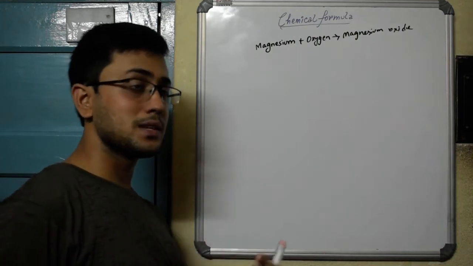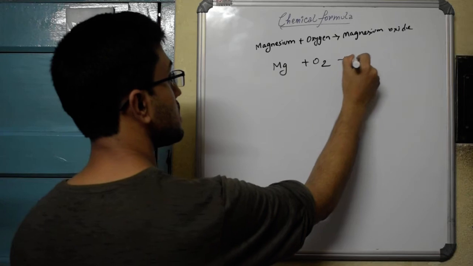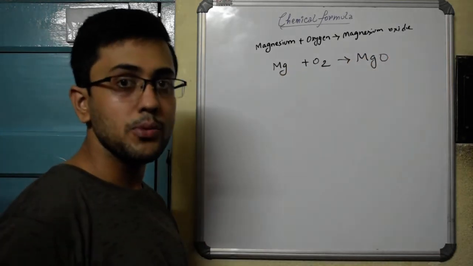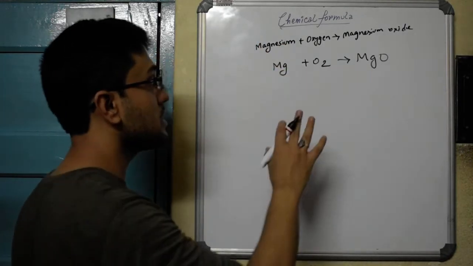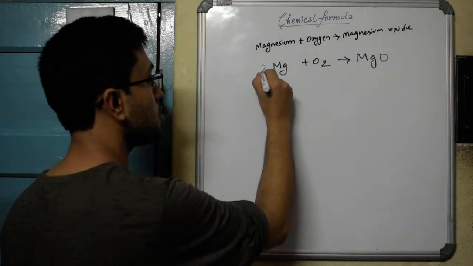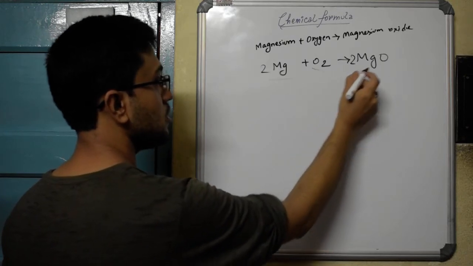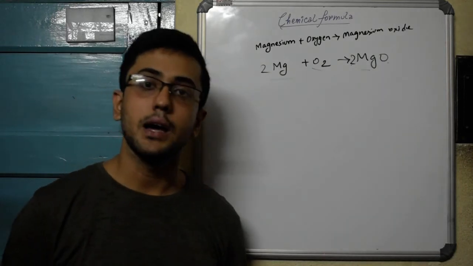Now I will write down the skeletal equation. Magnesium plus O2 giving me MgO. Now I know magnesium is monoatomic, so Mg, oxygen is diatomic, and magnesium oxide. But again, it's not balanced. 2 atoms of oxygen here, 1 atom of oxygen there. I have to balance it. So I put 2 Mg, 2 Mg. Now you see 2 Mg, 2 Mg, 2 times 2 atoms of O. So the atoms are balanced. So this is again a balanced chemical reaction.